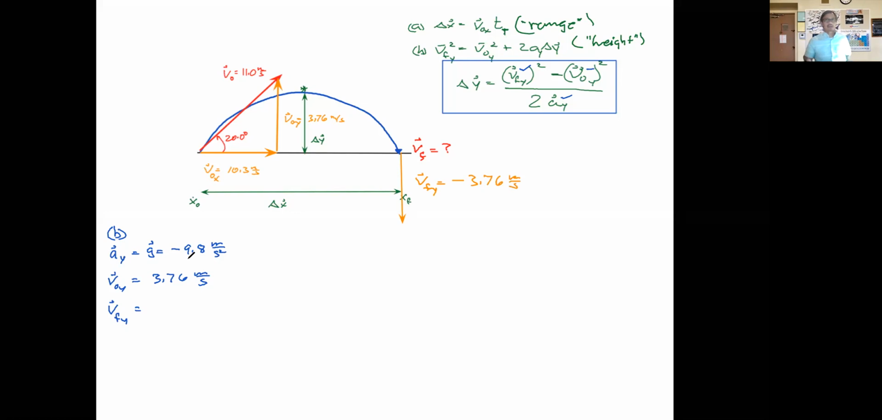We have everything we need. We plug it in, and you end up getting 0. Yeah, I think you could probably just do it in your head right here. There it is, negative 3.76. You take the square of that, and then you subtract the square of the positive value of 3.76. That difference is going to give you 0. If you don't see that quickly in your head, folks, just plug the numbers in. You're going to get 0, which is exactly right.